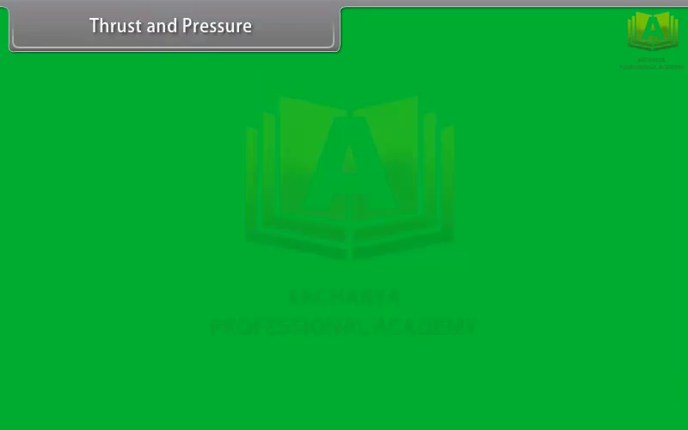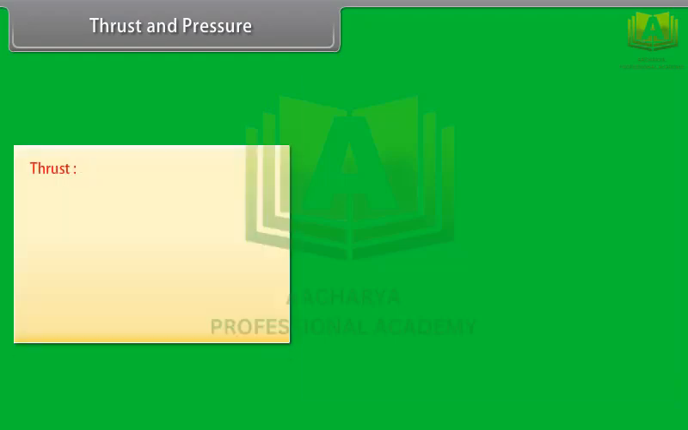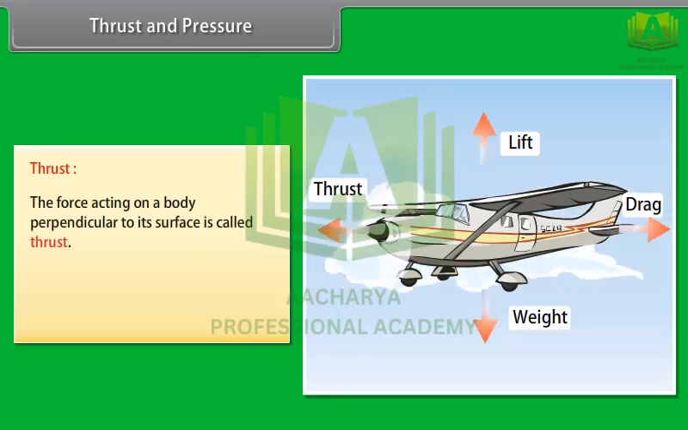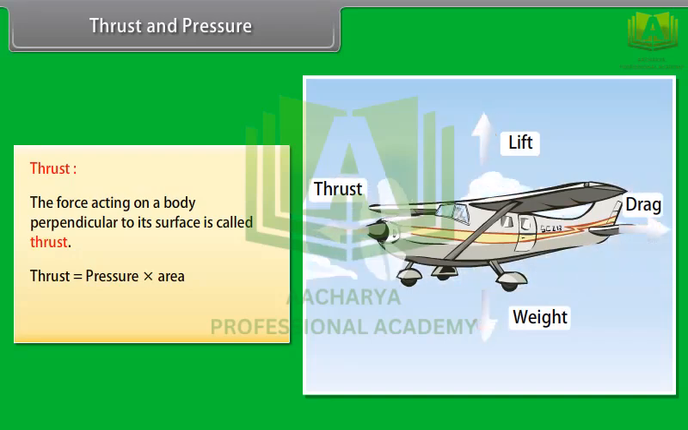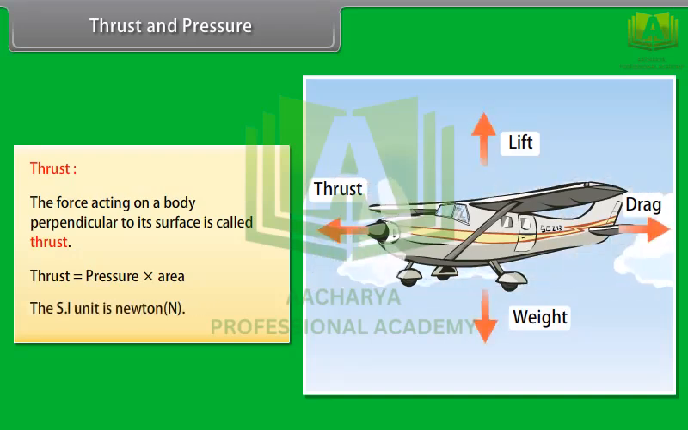Thrust and pressure. Thrust. The force acting on a body perpendicular to its surface is called thrust. Thrust is equal to pressure into area. The SI unit is Newton.